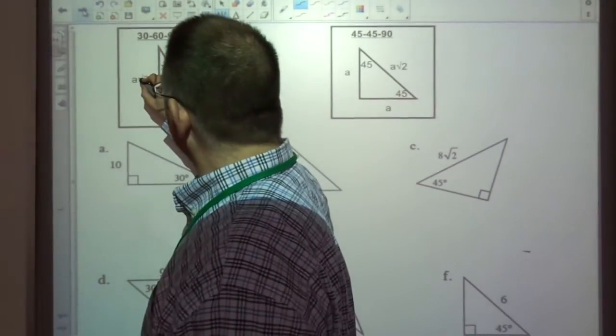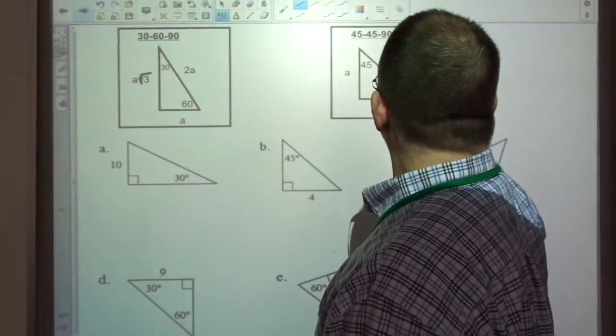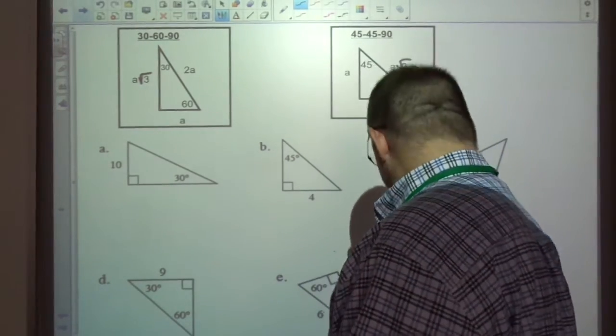I'm going to make this a little better square root symbol here. Oh, that was terrible. It's okay.